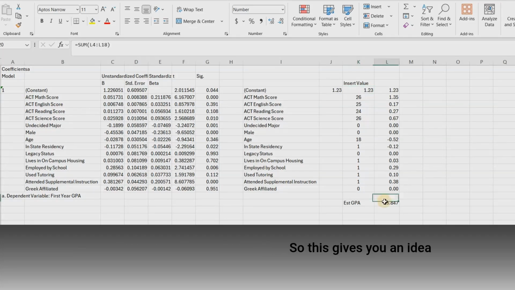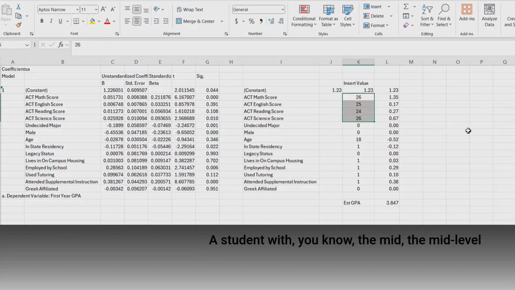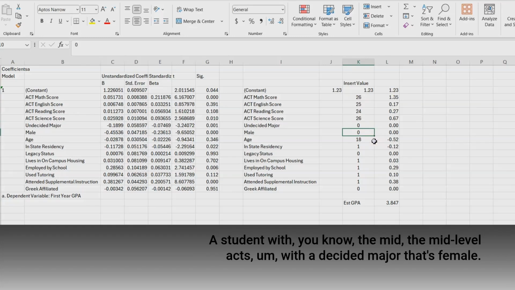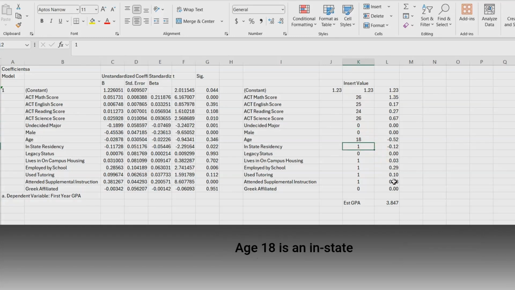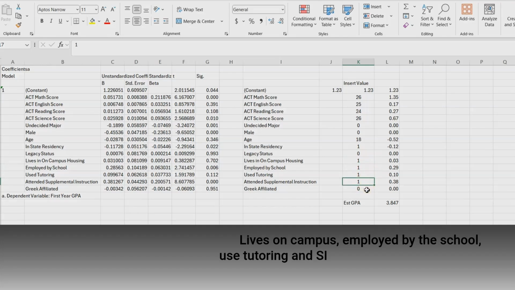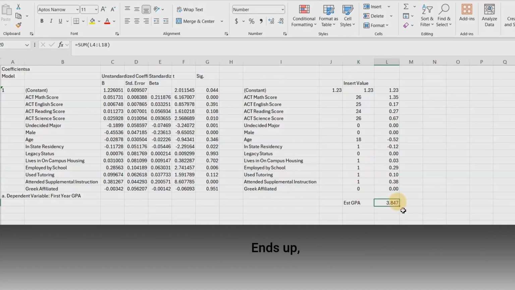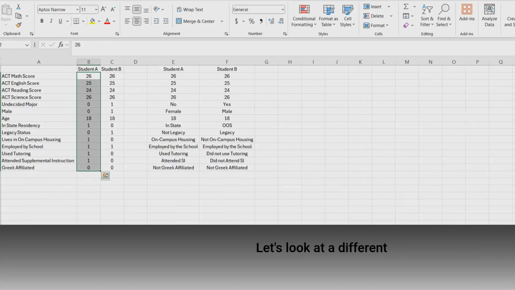So this gives you an idea of what a student with mid-level ACTs with a decided major, that's female, age 18, is an in-state resident, not a legacy, lives on campus, employed by the school, used tutoring and SI, and is not Greek affiliated, ends up predicting to a GPA of 3.85. Let's look at a different student though.